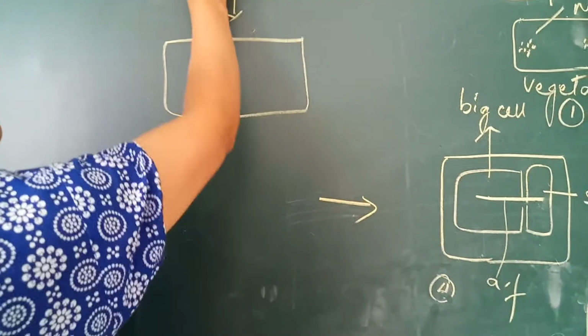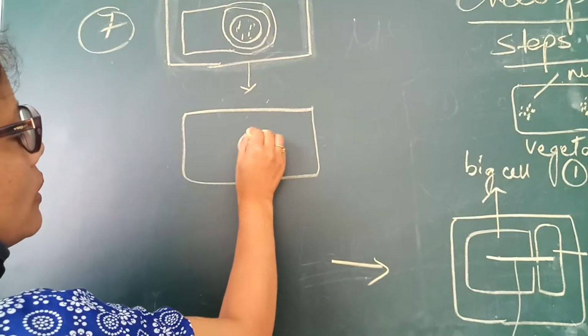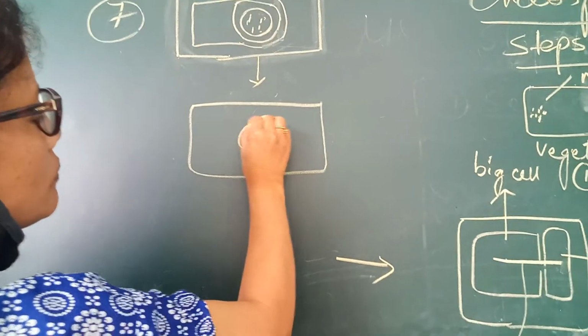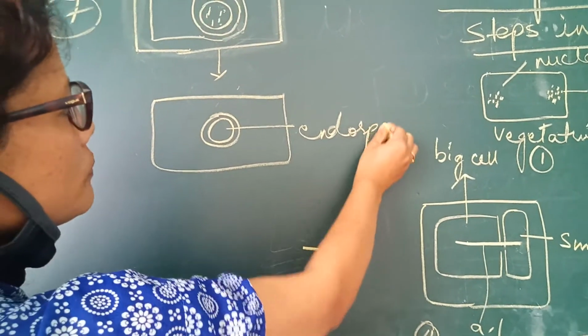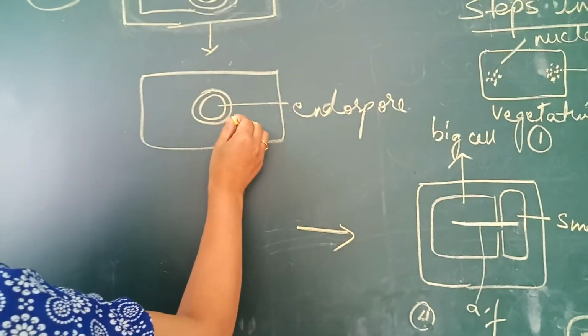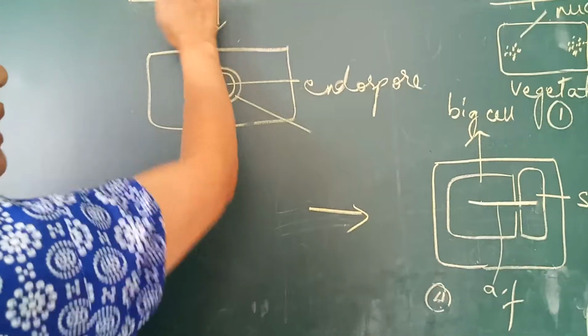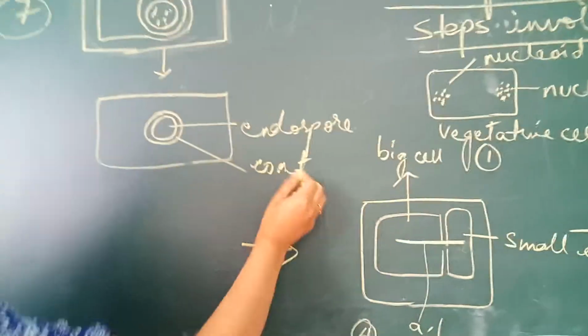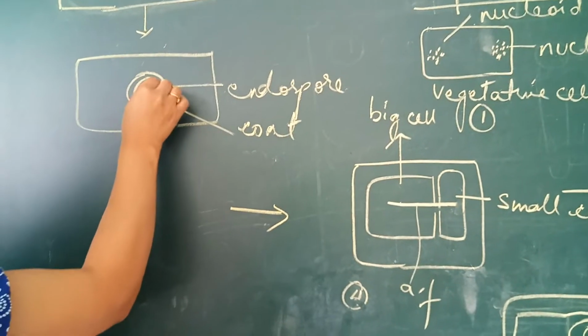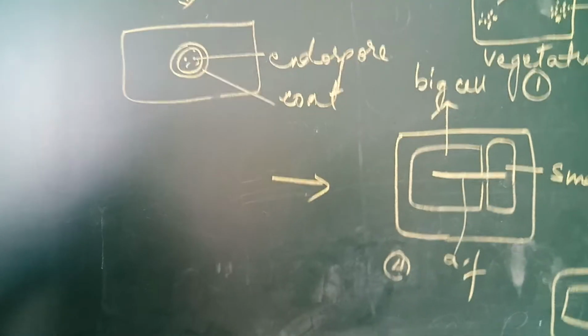So what do you get? You will get just a small cell with an extra wall. So this is your endospore, and this is your big cell. It has become a coat. It has become a coat around the endospore.